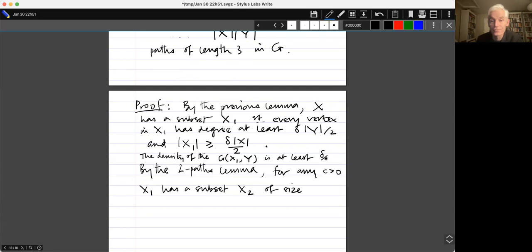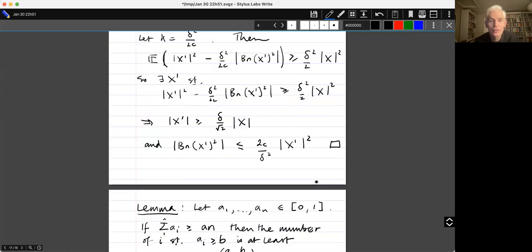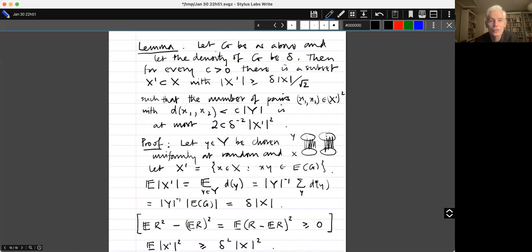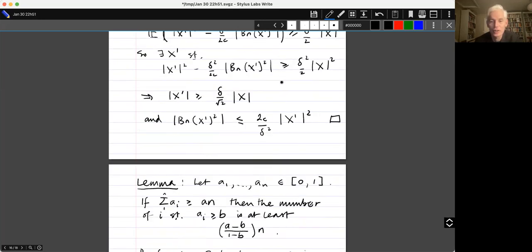So I've had to drop the density by a factor 2, and I've had to drop the size of x by a factor delta over 2, which is a little bit more expensive, but the gain is I've got this minimum degree bound. So by the 2 paths lemma, what size do I get? Let's just go back and have a look at the lemma. So the size was delta x over 2, except that now delta has been replaced by delta over 2, and x has been replaced by x1.